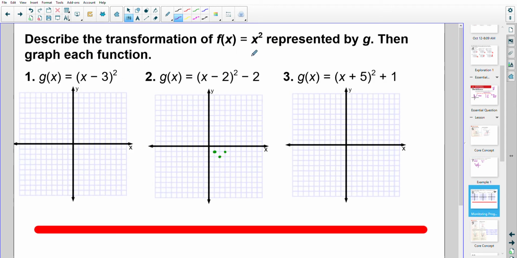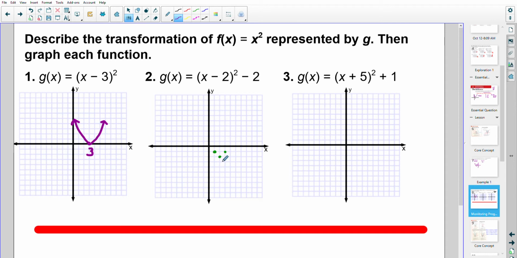Describe the transformations of f of x equals x squared, represented by g, then graph each of these. Let's just think about what those vertices are. This is going to be at (3, 0), and I know that it's going to be going up. So you know it looks something like this. Again, marking that 3 so I can tell what that vertex is. Again, the vertex is 2. It's going to be 2 to the right and 2 down.